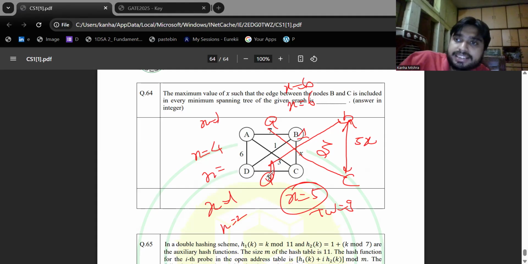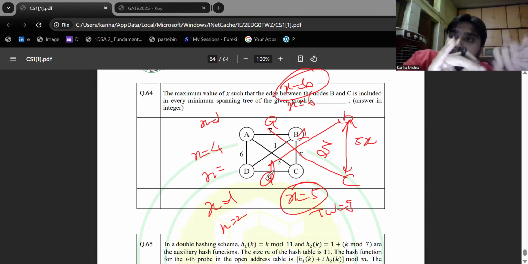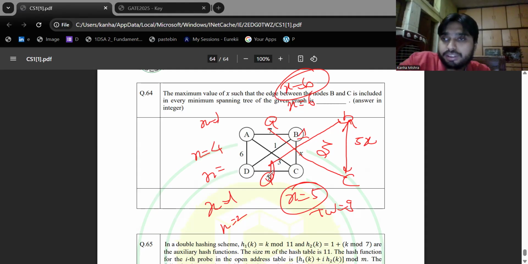When you reach X as 6, the question asks that I have to include BC in every single MST. So the moment I put X as 6, that particular MST may not have BC, as you see in one of the examples. Hence, the maximum value of X has to be 5. So the answer is 5.